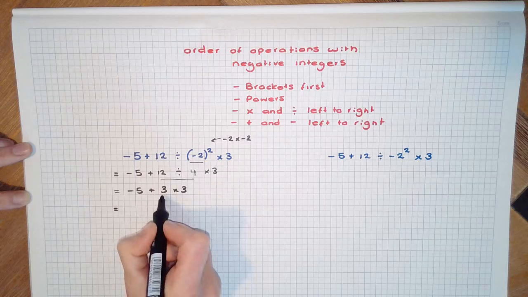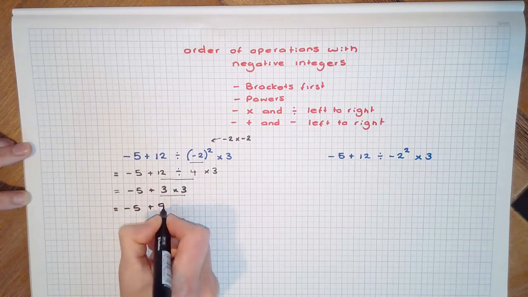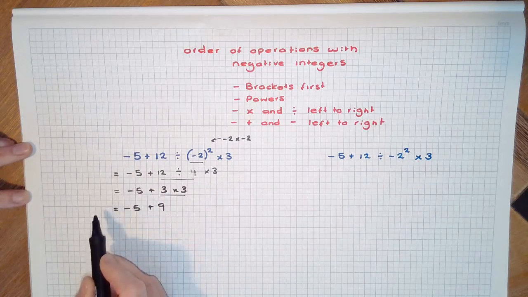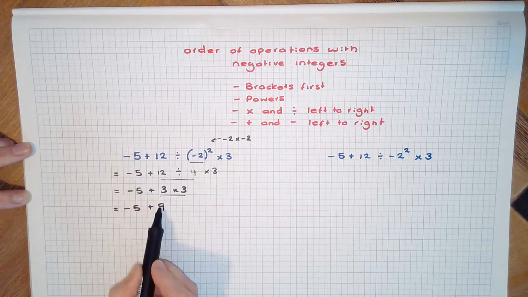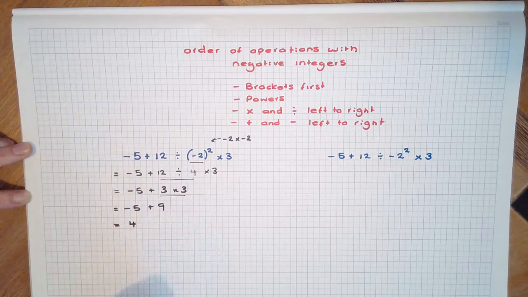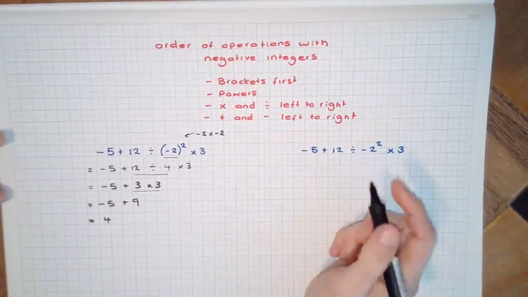Now we're going to do the multiplication before the addition, negative 5 plus 9. Recalling that negative 5 plus 9, we would start at negative 5 on a number line and move 9 units to the right. We would end up at positive 4. Now let's have a look at this second example, which is very, very similar.